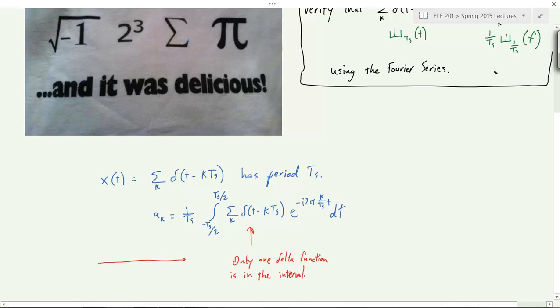Because this signal is simply like this, 0, Ts, 2 Ts. It's just got a bunch of these, right? And the interval we're looking at here is negative Ts over 2 to Ts over 2. That's where we're integrating. So only one of those delta functions is in that interval, all right? So this is going to be equivalent to not summing. Just do the 1 over Ts integral, and just take that one delta function that's in the interval. The k is 0 for that delta function.